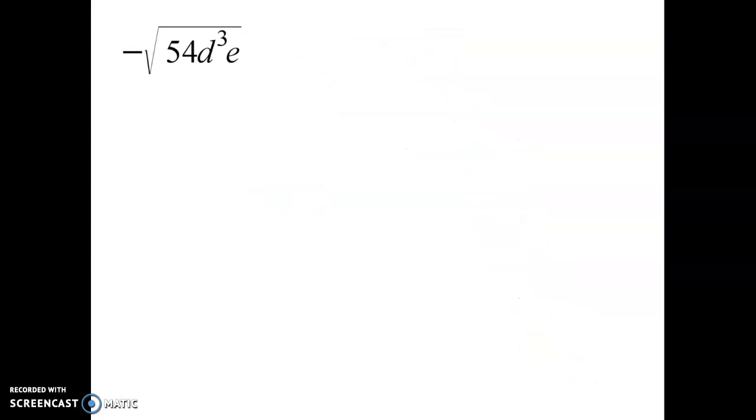All right, let's do this one. This time the negative is here on the outside. What does that mean for the final answer? Well, it just means the final answer is going to be negative. This one does not have an i because 54 is positive.